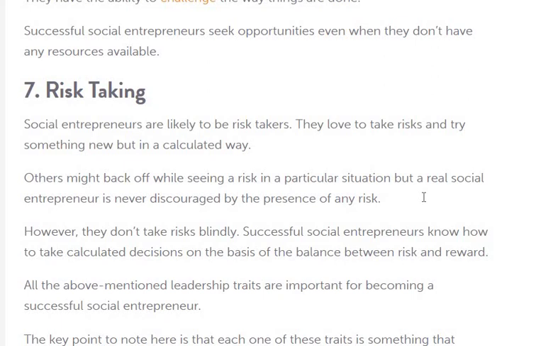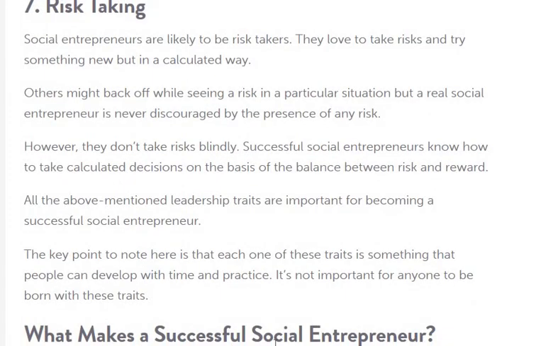So all the above mentioned leadership traits are important for becoming a successful social entrepreneur. The key point to note here is that each one of these traits is something that people can develop with time and practice. It's not important for anyone to be born with these traits. You must keep it in your mind.